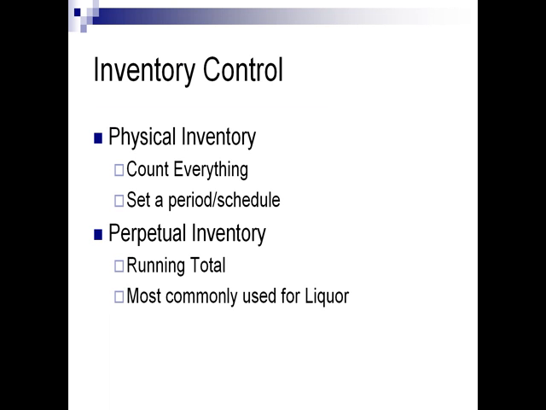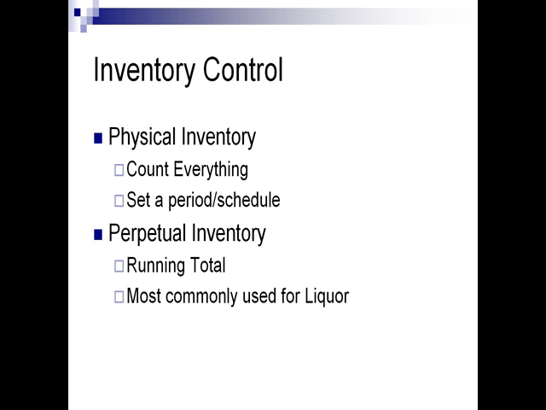So we go through, we start in dry storage, and we count everything. We count all the ketchups. We count all the canned goods, everything in our paper goods, our to-go silverware, to-go boxes, all of that stuff we count. We go in our cooler, we count all the veggies, we count all the proteins.